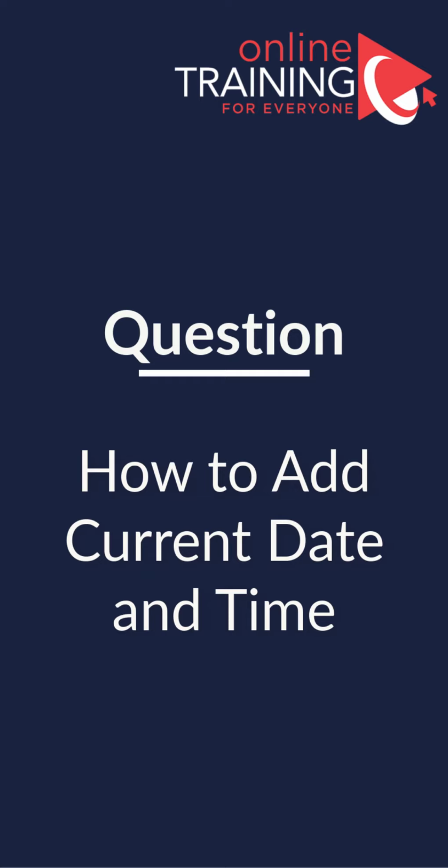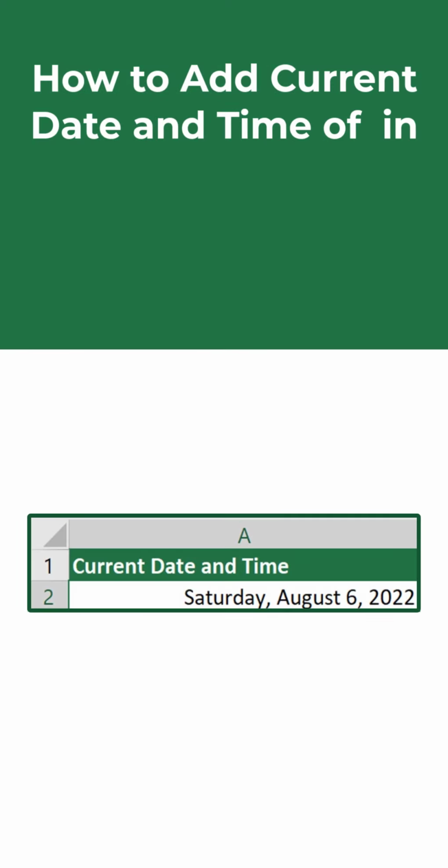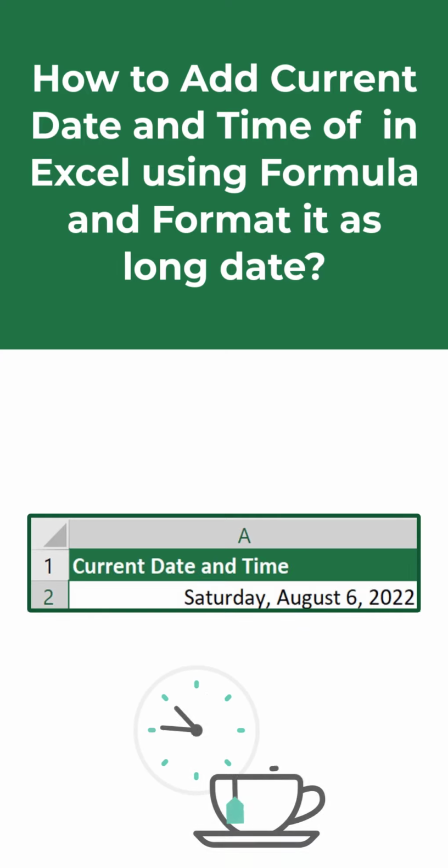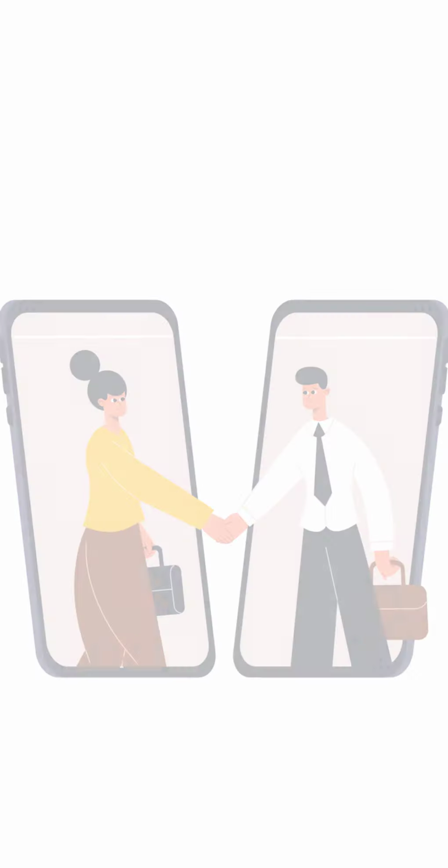Here's an interesting Microsoft Excel test question which tests your knowledge of Excel formulas. You need to show how to add the current date and time in Microsoft Excel using a formula and then format it as long date. Do you know how to do it? Give yourself 5 to 10 seconds to see if you can come up with the formula. And I am going to move forward and show you the solution.